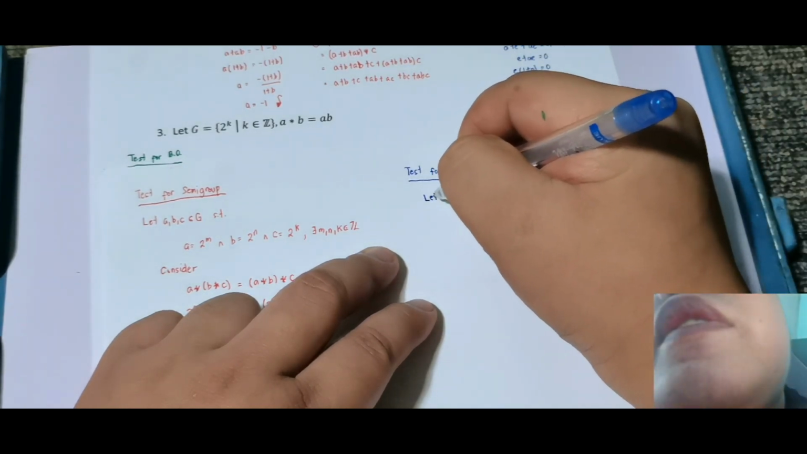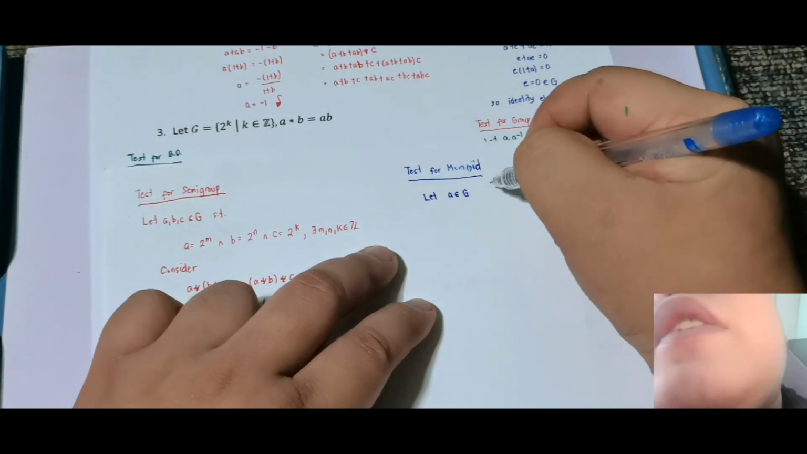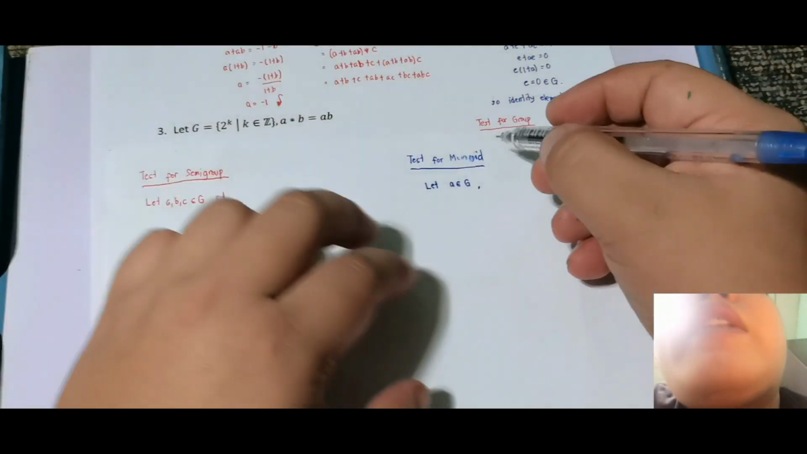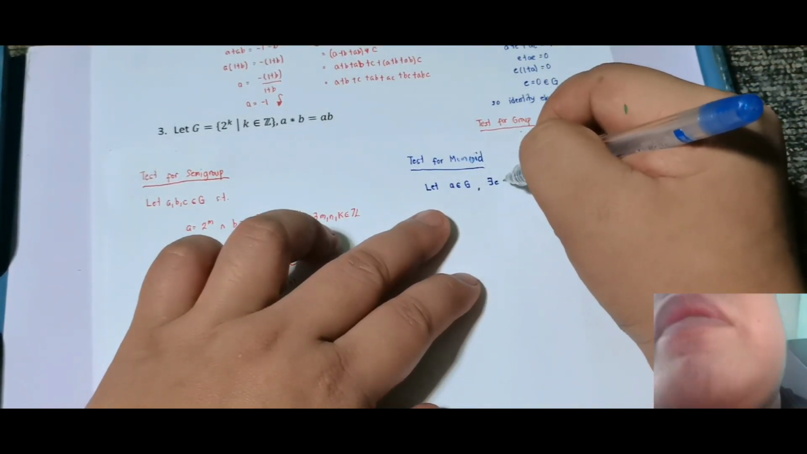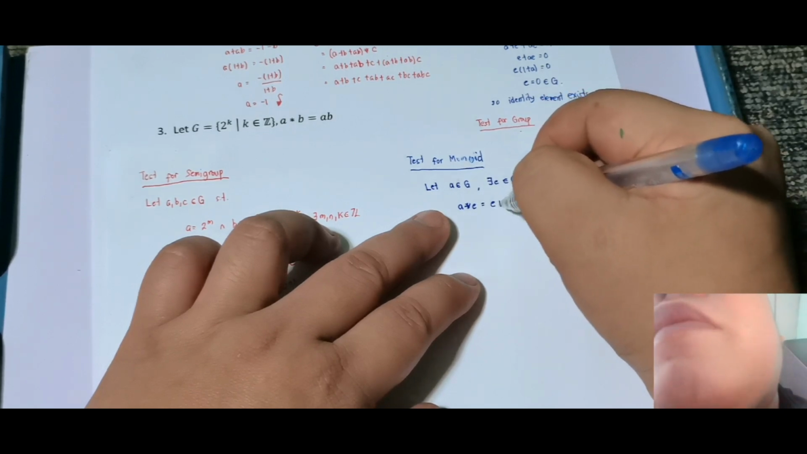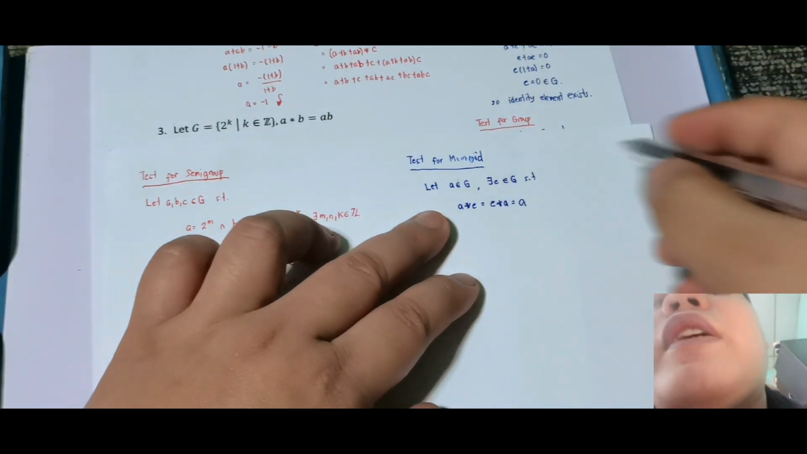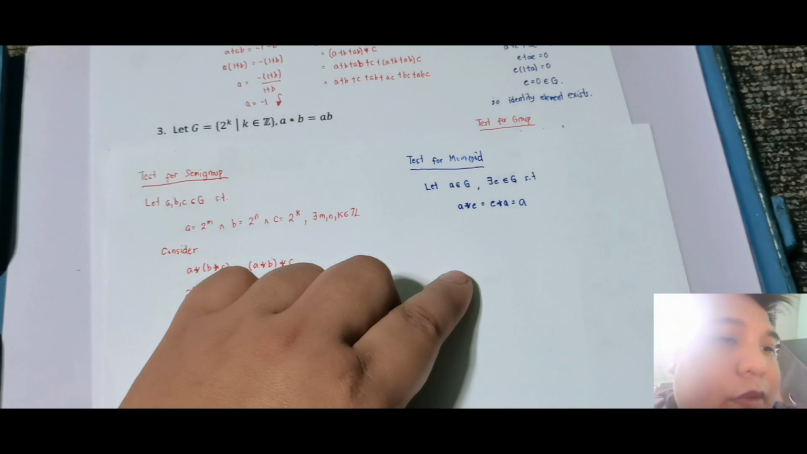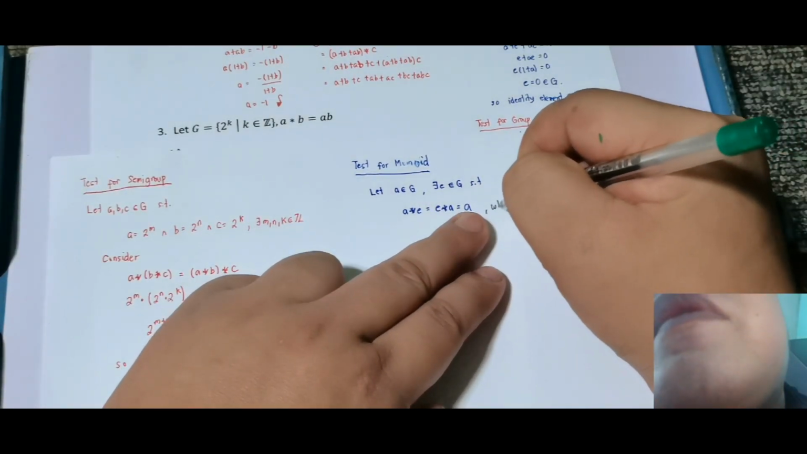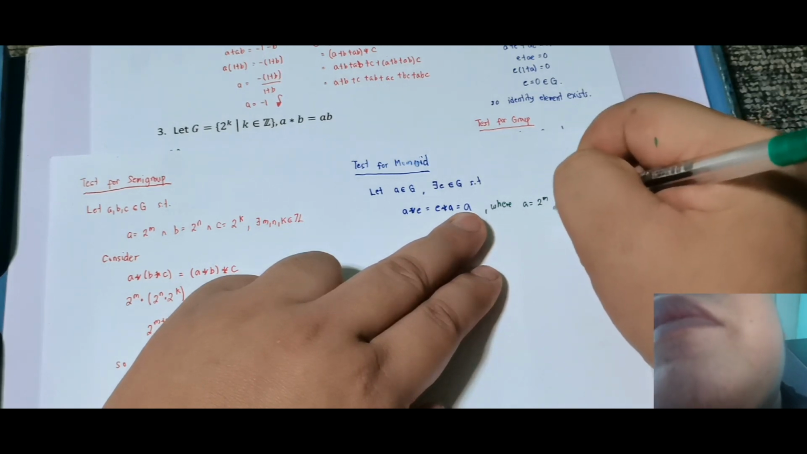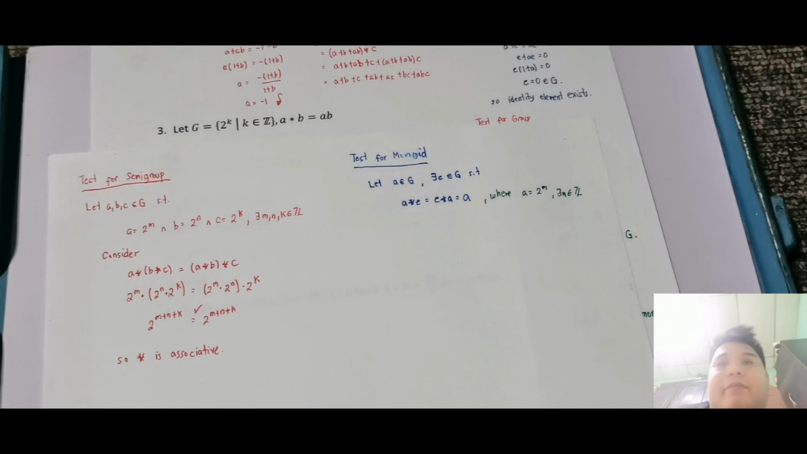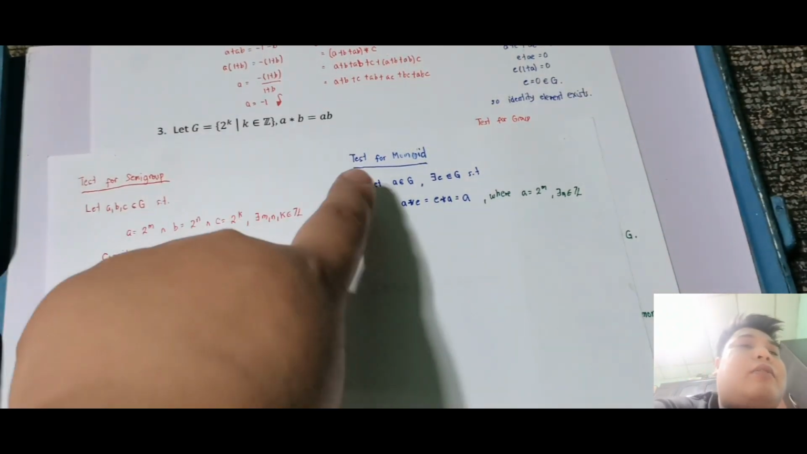So let A be an element of G, and there exists an identity element. So we can do it this way. Let A be an element of G, so there exists an identity element E, an element of G, such that A asterisk E is equal to E asterisk A is equal to A. Then we just put what the element A is, by definition: where A is equal to 2 raised to M, for some M an element of the integers. So don't forget to state the structure of your element in cases like this. For every let, state it.